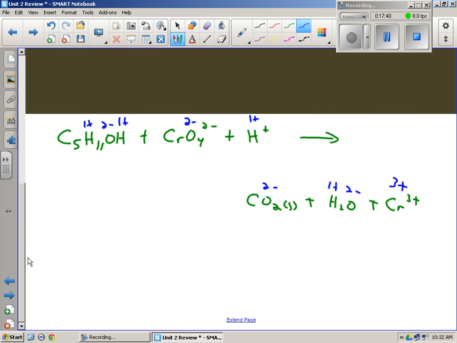Okay, so let's see. 11 positive, 12 positive. 2 minus, that's a 10 positive. I need 10 negative here, so that's a 2 minus. This is 8 minus here, and then I need a 6 positive right there to get the 2 minus charge. Don't forget the 2 minus. If it's an ion, it's got a charge. Don't forget you're going to need that.